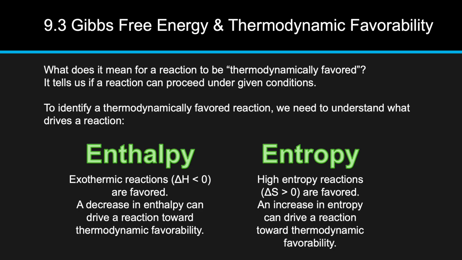So first, let's talk about enthalpy. We know that a negative enthalpy is thermodynamically favored because it means the reaction is going to release energy to the surroundings, making the system more stable. And systems naturally move towards lower energy states, so losing energy is going to be favorable. This energy release also helps drive a reaction forward without requiring any additional input of energy. So a negative delta H, or an exothermic reaction, is going to drive a reaction to thermodynamic favorability.